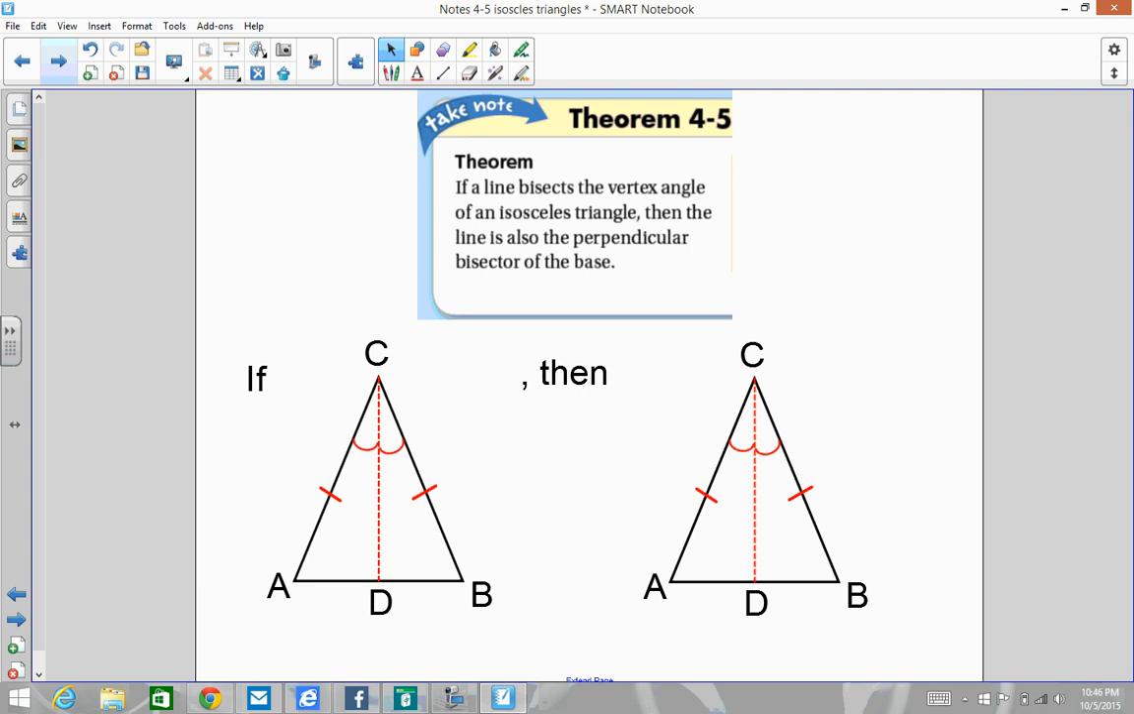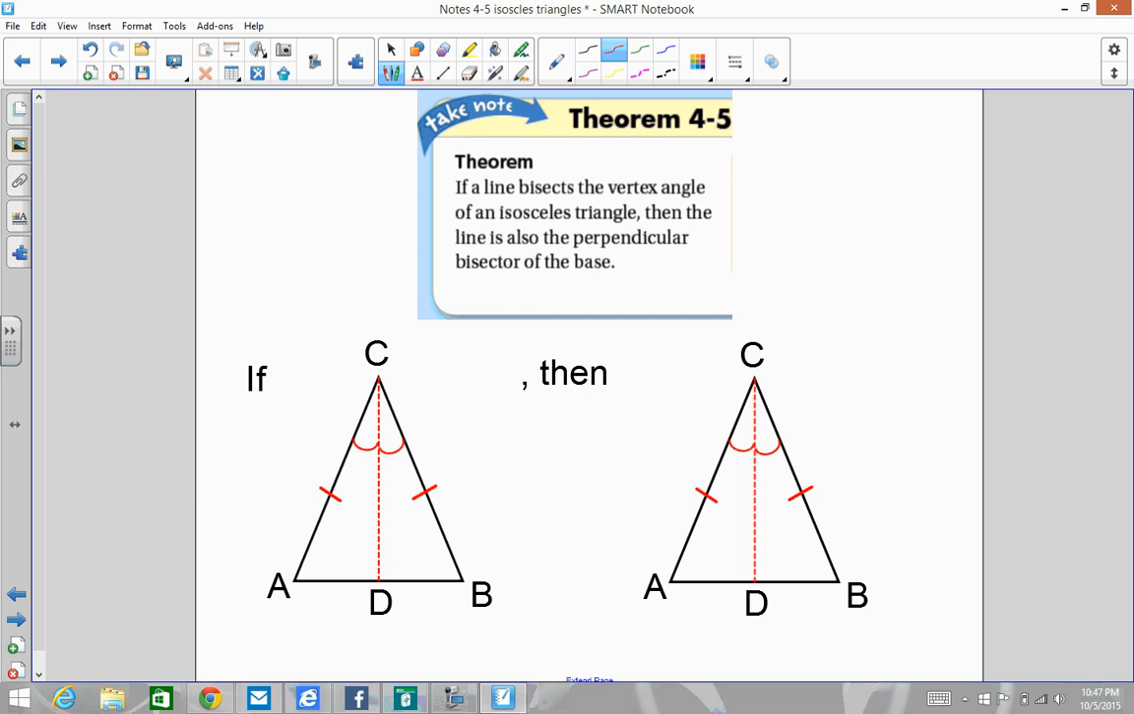Theorem 4.5 is another isosceles triangle theorem. It says that if a line bisects the vertex angle of an isosceles triangle, so we have this line here, it's an angle bisector of an isosceles triangle, then the line is also the perpendicular bisector of the base. So this is the first time we're looking at that perpendicular bisector word. Remember I told you there were three types of bisectors in the very beginning of the year? This is the third type.